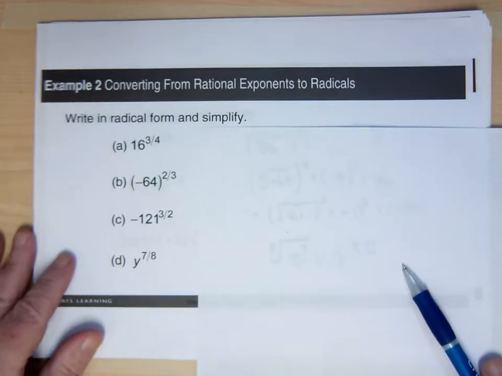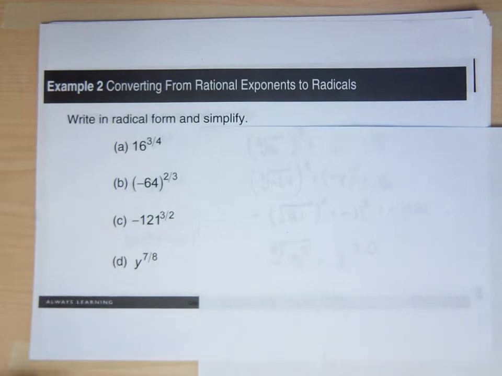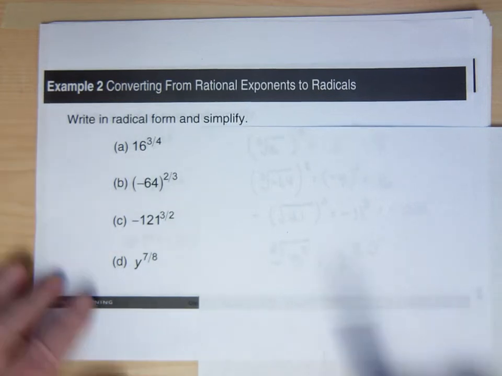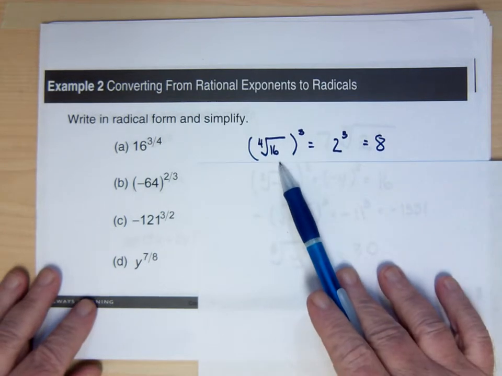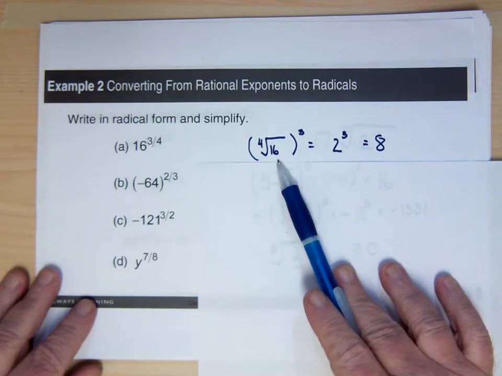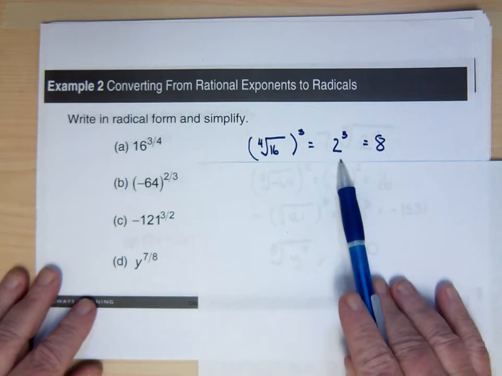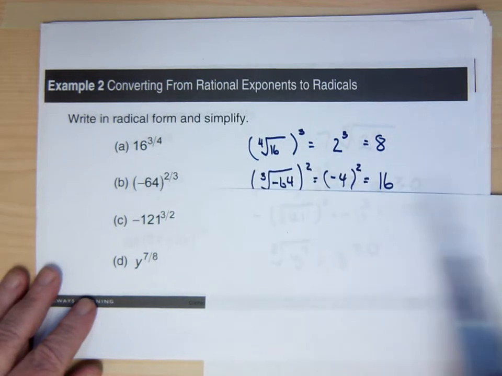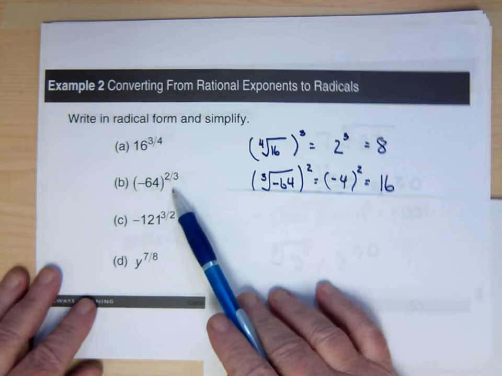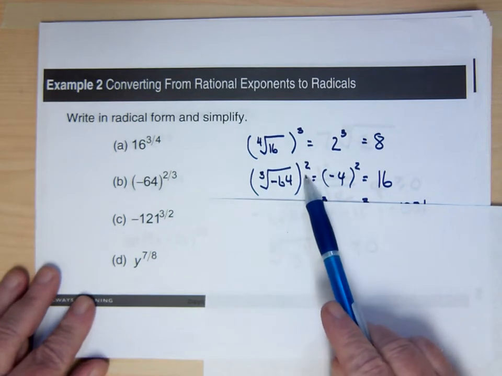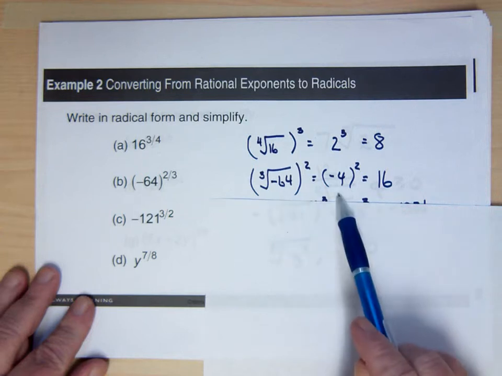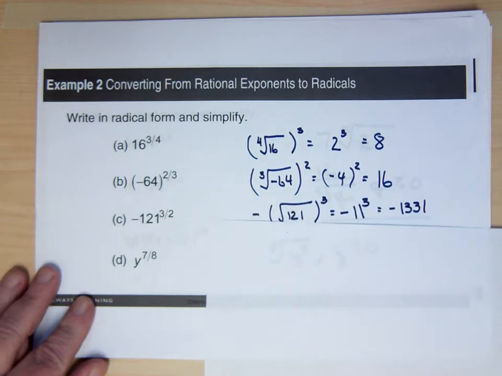The directions here are to write in radical form and simplify. Here we have 16 to the 3/4. The technique is to take the 4th root of 16 first and then cube it. The 4th root of 16 is known to be 2, so the answer is 8. Here we're going to take the cube root of minus 64 first, and then we're going to square it. This is going to be a negative 4 squared is 16.